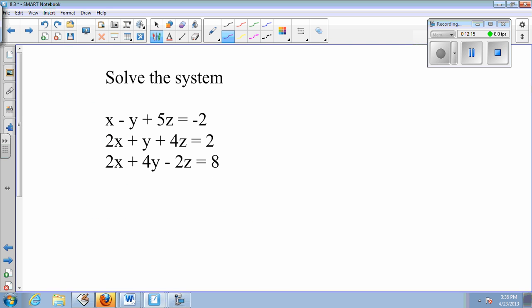Our last problem of the day, row 1 is x minus y plus 5z equals negative 2. Row 2, 2x plus y plus 4z equals 2. In row 3, 2x plus 4y minus 2z equals 8. Let's eliminate the x's. That looks the easiest. So let's take row 2, subtract from it 2 of row 1. I'm doing this because we already know it had to be multiplying row 1 by 2. So let's multiply it by a negative 2.